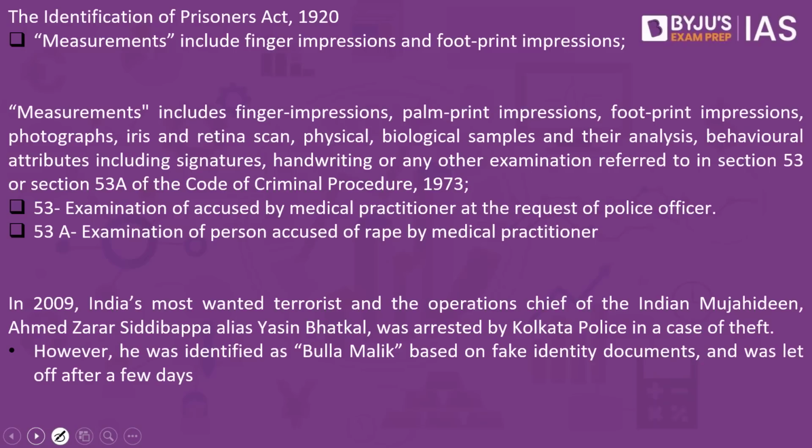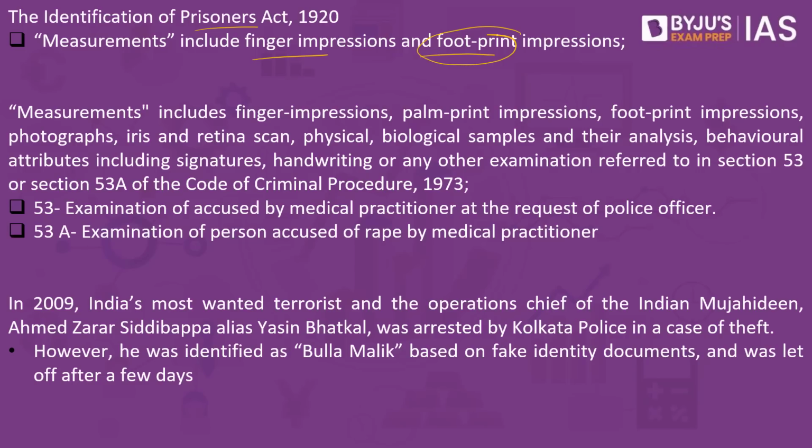Now, if you look into the original law, the Identification of Prisoners Act, measurements were to be taken, which included finger impressions and footprint impressions. What are these measurements? Let's say a person has committed a crime and is convicted by the court of law, so he is sent to prison. Once he is sent to prison, measurements include finger impressions and footprint impressions of this convicted person. So the Act says that when a person is convicted, these impressions will have to be taken: one is the finger impression, the second is the footprint impression.